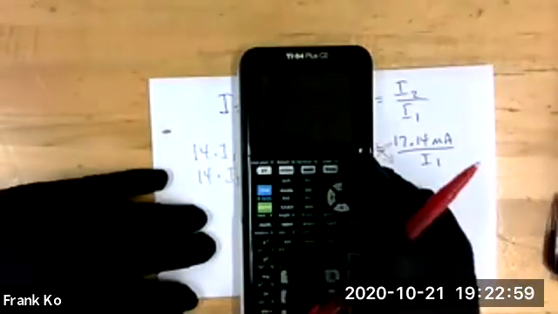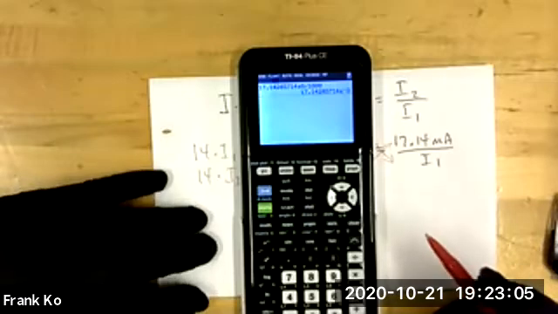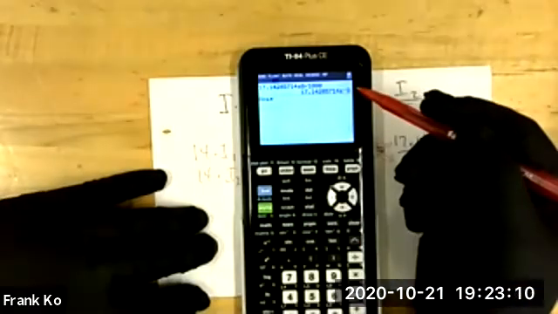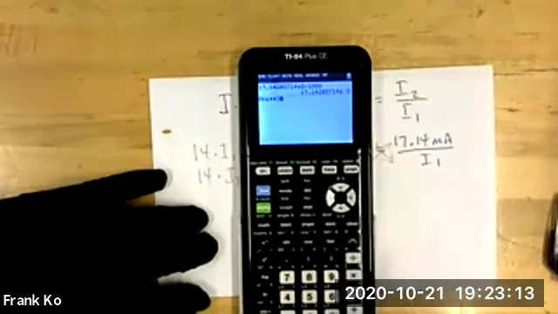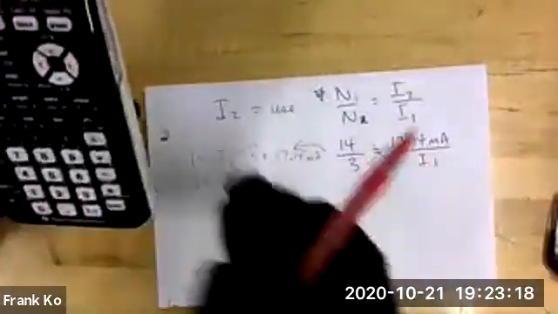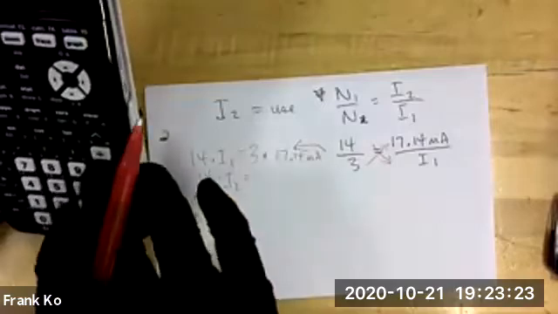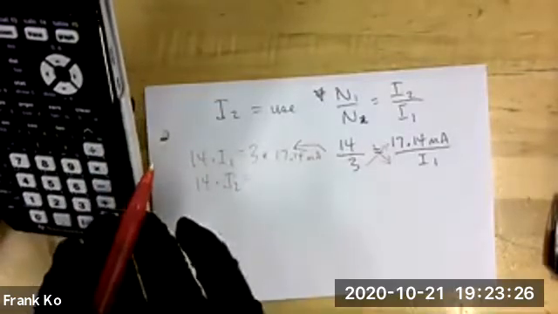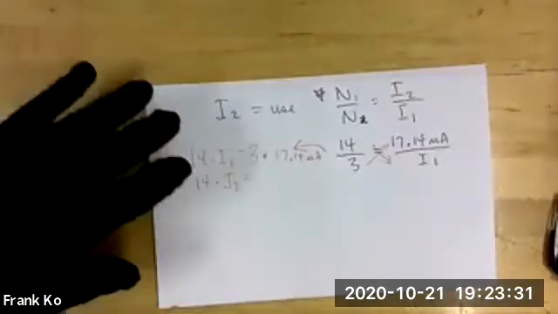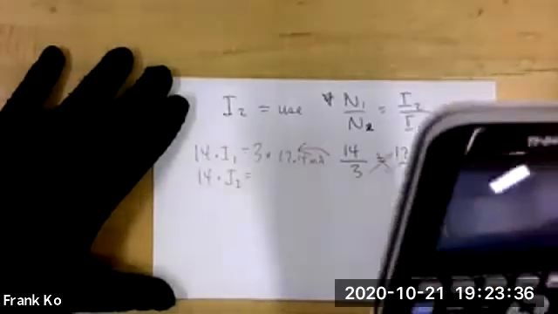So 14 times I1 is going to be equal to this product. From the calculator, turn it back on, I have the current. This should still be on your calculator. Just hit multiply. When you hit multiply, it brings down your previous calculation and times 3. Okay, so what is your calculated result? Chase, yes, what's your result?